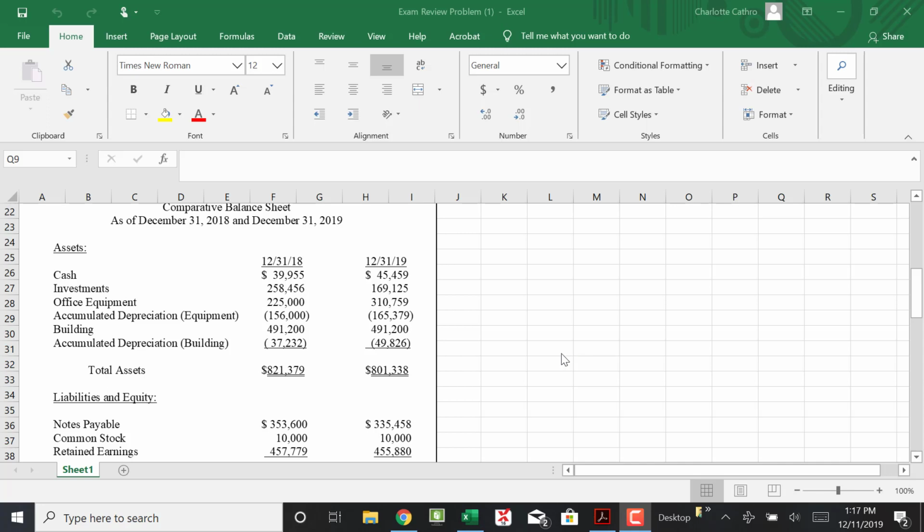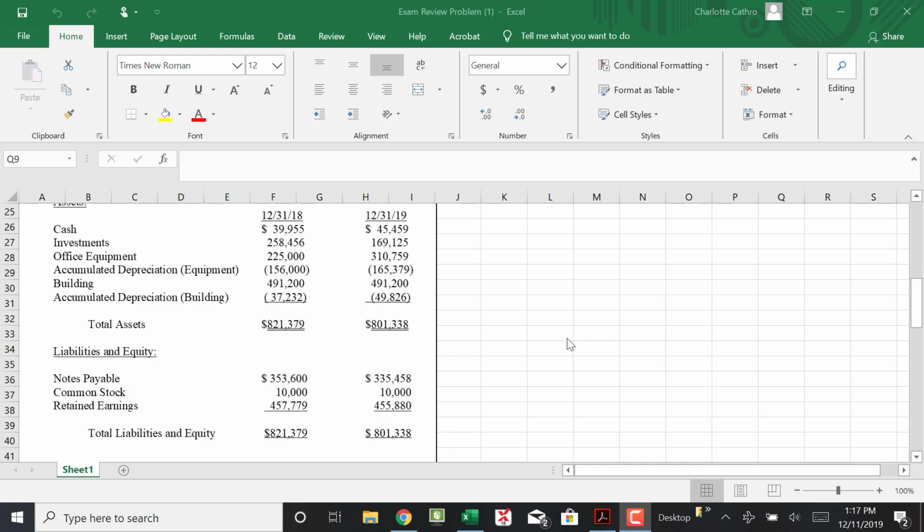Depreciation in this problem, they did not give you a tax depreciation, so we do not need to make an adjustment for that, although it is a very common one. And if there was an example on the exam, it would tell you the book and tax depreciation.